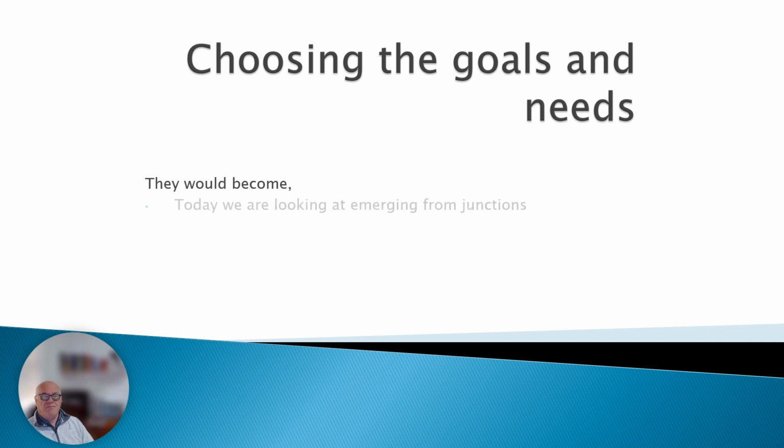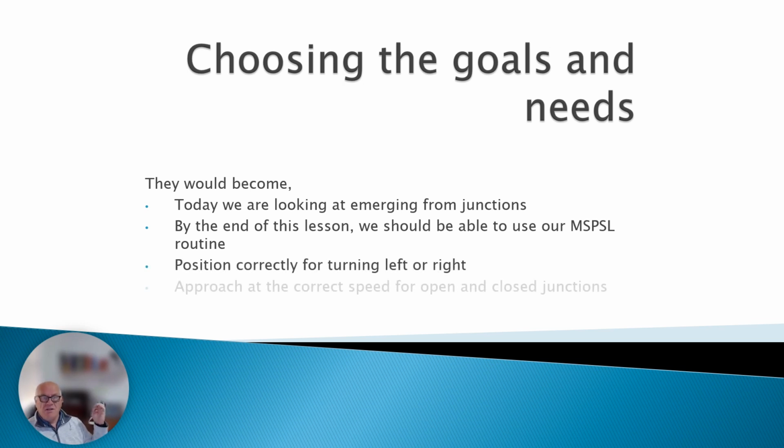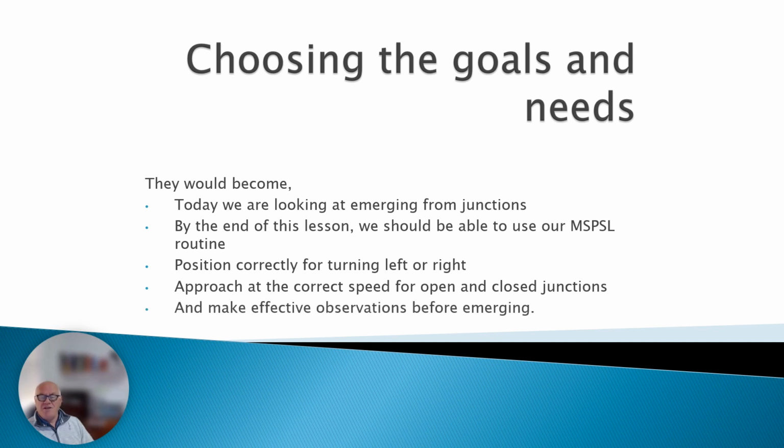That's quite simple. So then you would need to state it. They would say something like, today we're going to be looking at emerging for junctions. By the end of this lesson, and they would know that the session is 20-30 minutes, say in the next 30 minutes maybe we should be able to use our MSPSL routine. There's your one. Position correctly for turning left or right. Approach at the correct speed for open and closed junctions, and we would be able to make effective observations before emerging. Now, these are tailored for your specific pupil at the time.